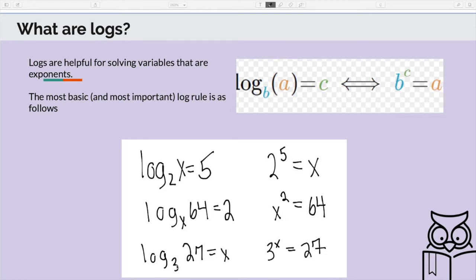And the last one, log base 3 of 27 equals x. So what exponent do we take 3 to get to 27? That is, 3 to the x equals 27. Okay, so that's how you have to interpret them, and that's how you can rewrite them to solve if that makes the most sense in the situation.